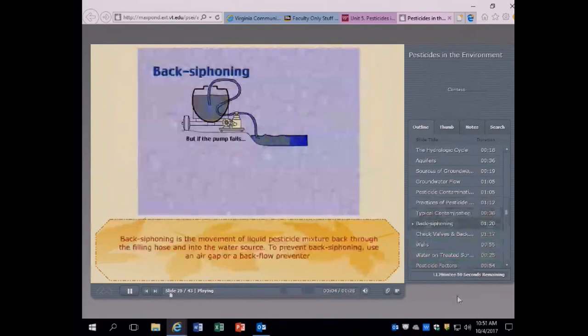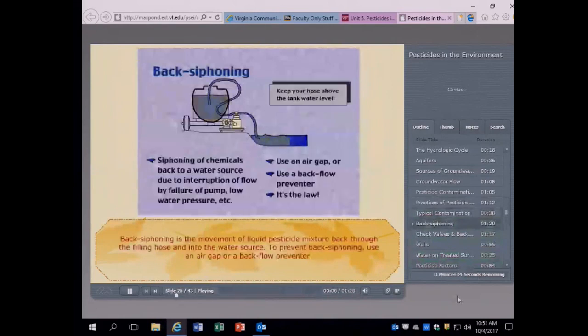Back siphoning is the movement of liquid pesticide mixture back through the fill hose into the water source. And it occurs when there's some interruption in the flow of either the pump that moves the fill water into the tank, or through some mechanism of low water pressure. In that process, a suction is created. And the suction is created when the fill hose is below the fill level in the tank.